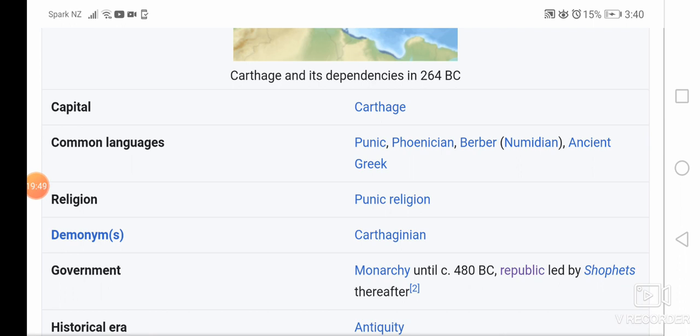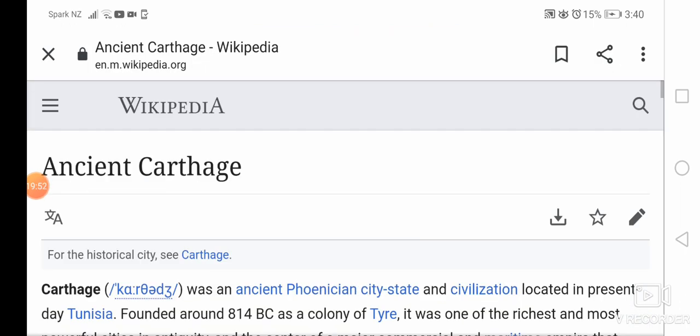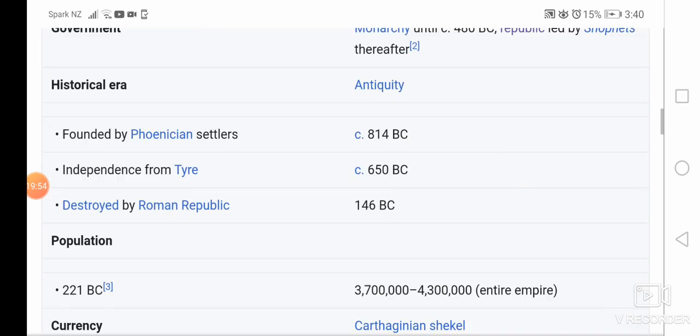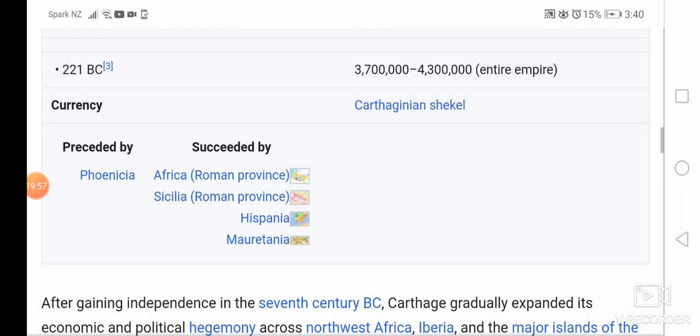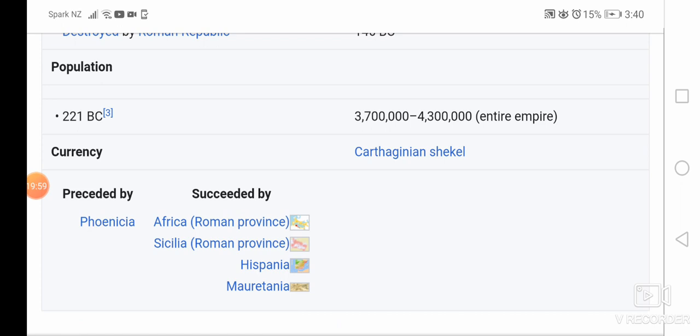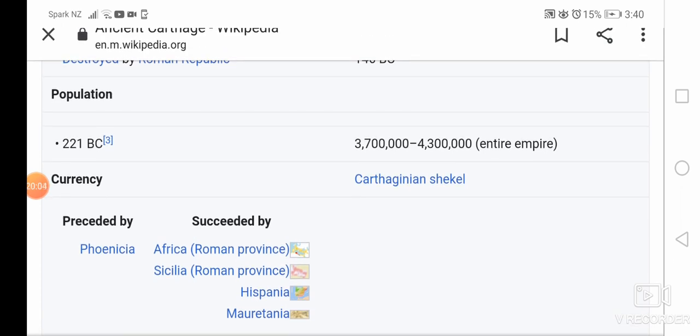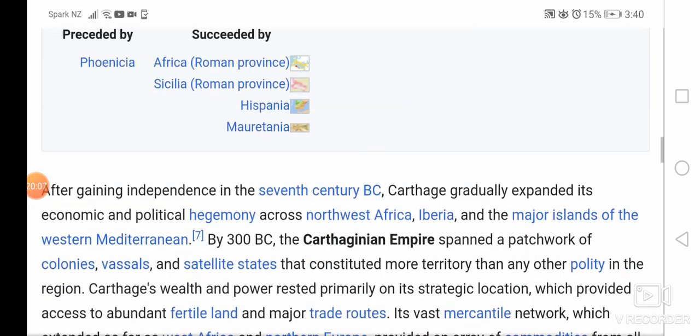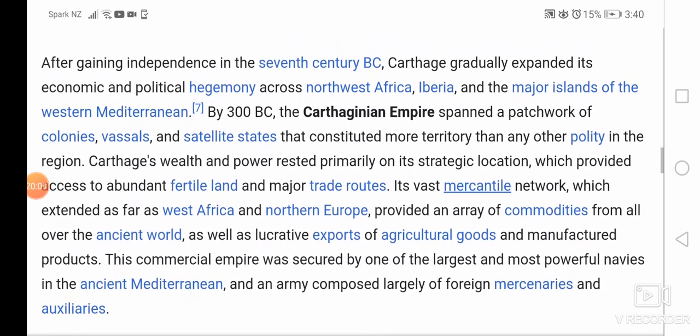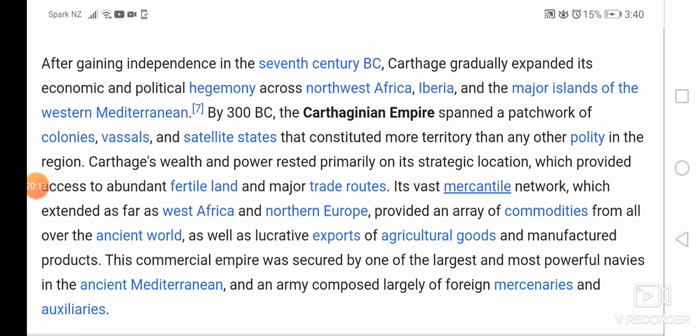Capital Carthage, common languages. What's it called? The ancient Carthage. It's named after the Carthaginian shekel. Population 3.7 million to 4.3 million. After gaining independence in the 7th century BC, Carthage gradually expanded its economic and political hegemony across northwest Africa, Iberia, and the major islands of the western Mediterranean. By 300 BC, it's 20.